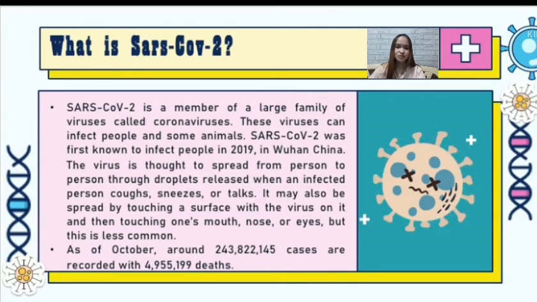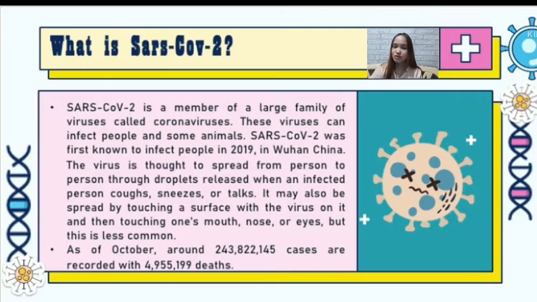So, what is SARS-CoV-2? SARS-CoV-2 is a member of a large family of viruses called coronaviruses. These viruses can infect people and some animals. SARS-CoV-2 was first known to infect people in Wuhan, China, and the virus is thought to spread from person to person through droplets released when an infected person coughs, sneezes, or talks. It may also be spread by touching a surface with the virus on it and then touching one's mouth, nose, or eyes, but this is less common.